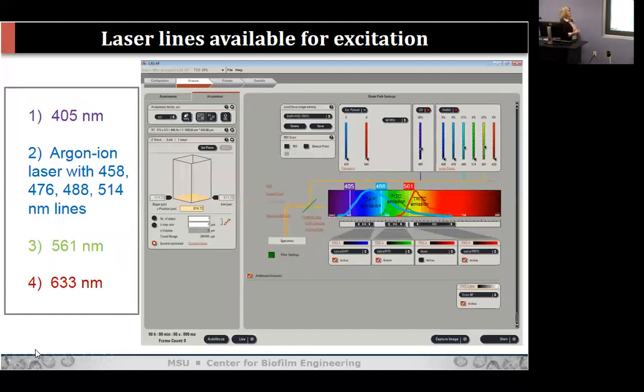The laser lines we have available, we have 4 lasers. They're pretty standard on confocals. 405, an argon ion with 4 laser lines, a 561 nanometer laser, and a 633. And you see here I drew red circles up there. In this case, I turned only 3 lasers on. This is a screenshot of the control panel on a confocal.